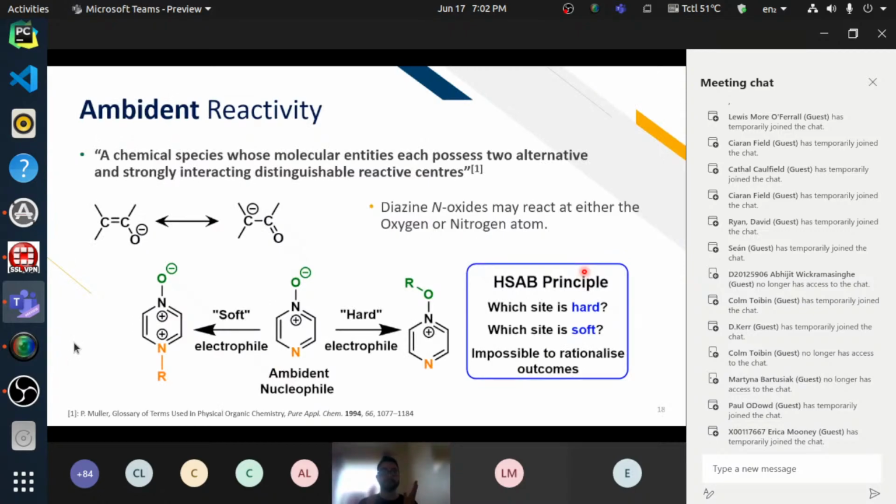So again, diazine oxides like this pyrazine N oxide that I've drawn down here, they can react at either their nitrogen or oxygen atom. And when you try to apply hard-soft acid-base theory principles to these, you run into an issue straight away, which is which side is hard and which side is soft. So it's not really as obvious as it was in the case of the enolates.